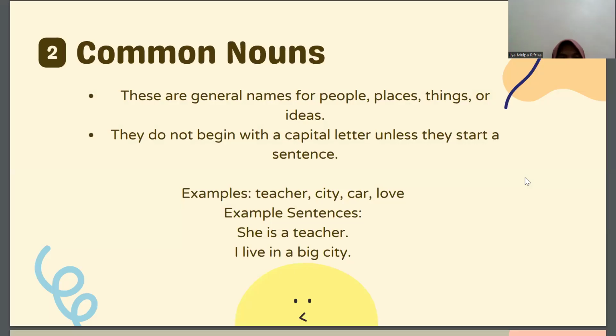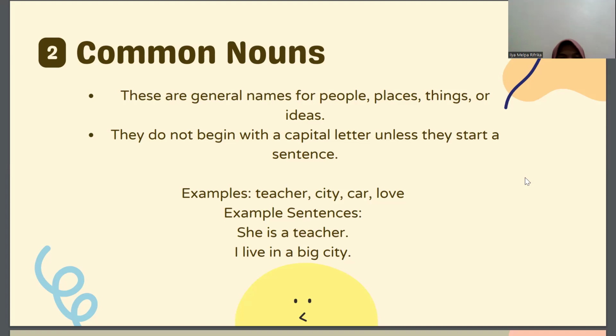The next is common nouns. Common nouns are general names. These are general names for people, places, things, or ideas. They do not begin with a capital letter unless they start a sentence. For the example of common nouns are teacher, city, car, love, etc.